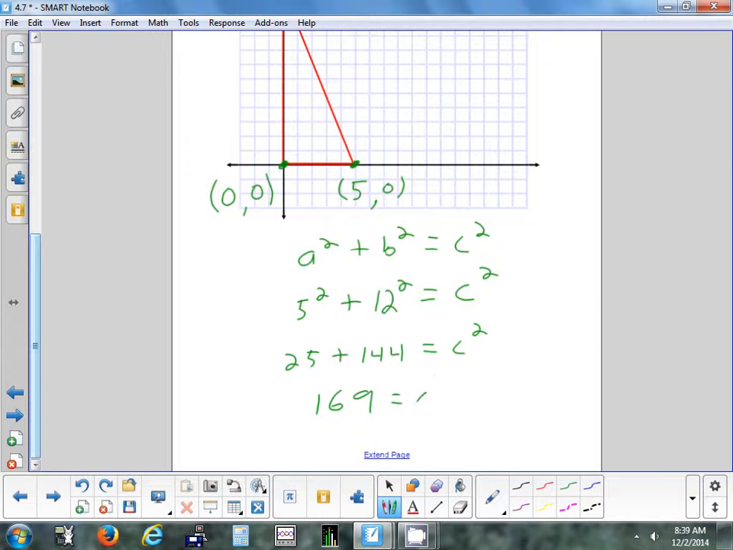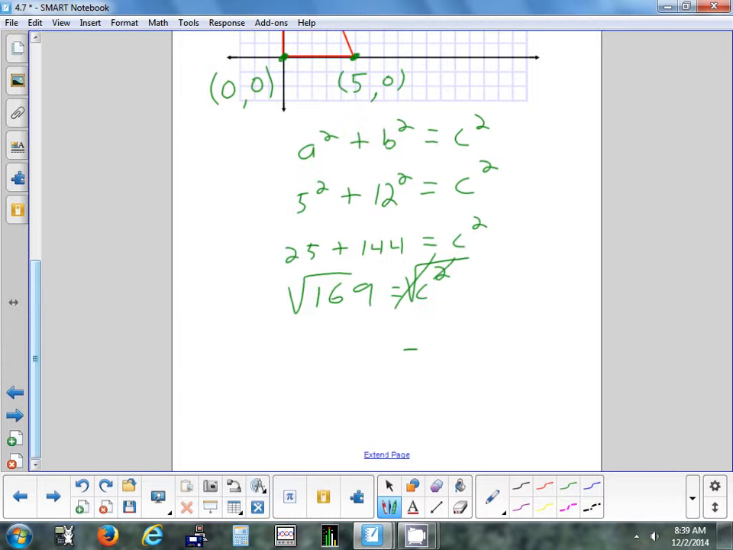169. And now, how do you get rid of that exponent of 2? What's the opposite of squaring? Yep, square root. Square root and square cancel. You're left with C on the right by itself. And what's the square root of 169? This one actually comes out nice. 13. Yep, 13.